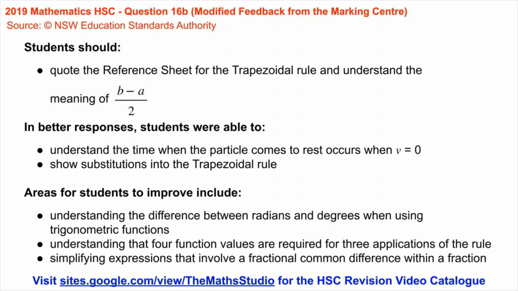And areas for students to improve include understanding the difference between radians and degrees when using trigonometric functions, understanding that 4 function values are required for 3 applications of the rule, and simplifying expressions that involve a fractional common difference within a fraction.